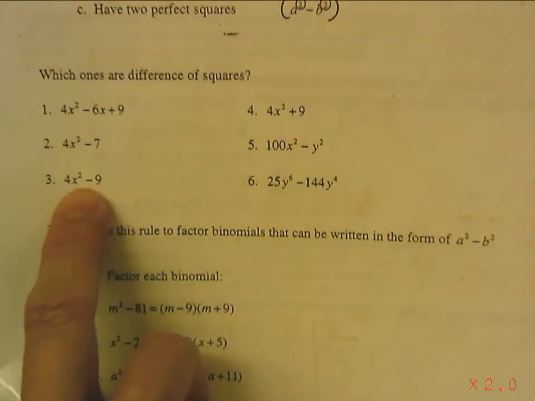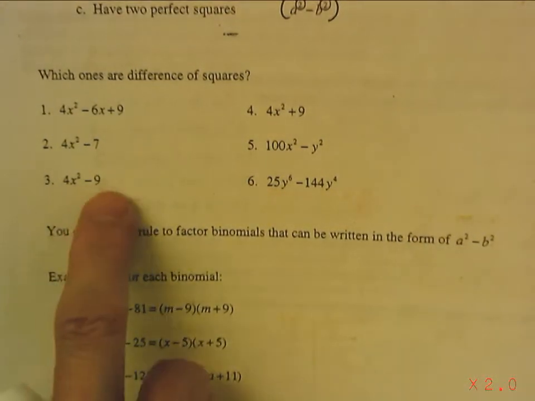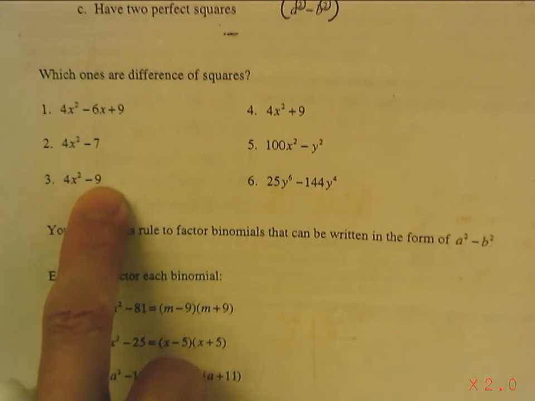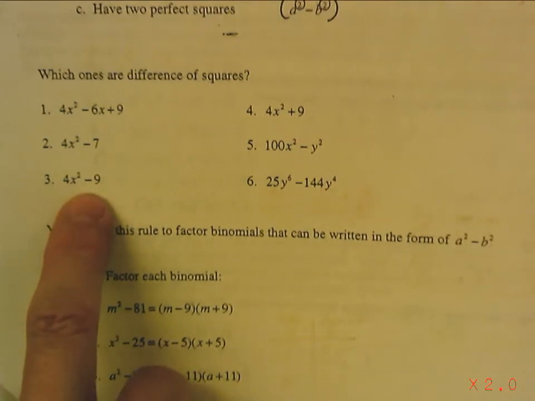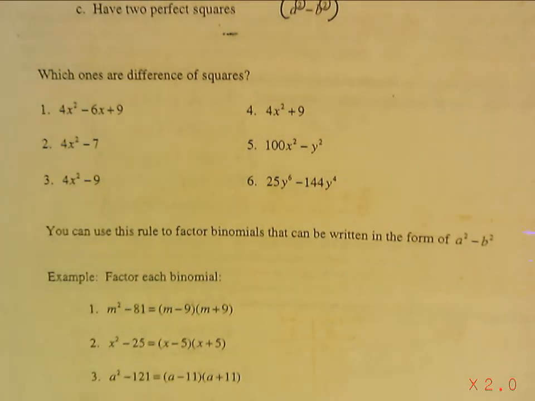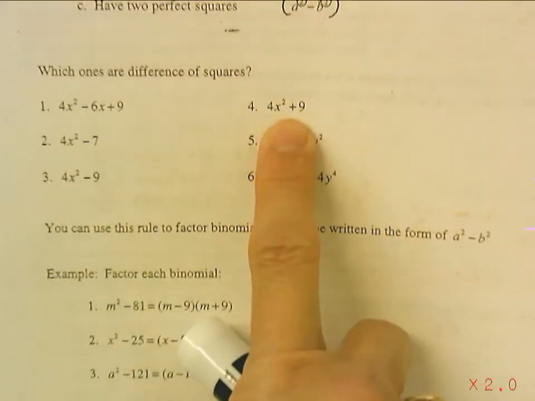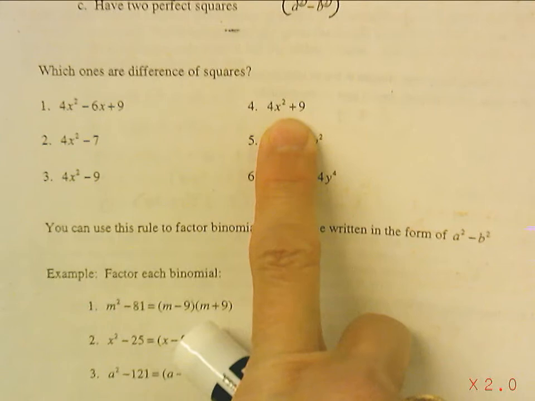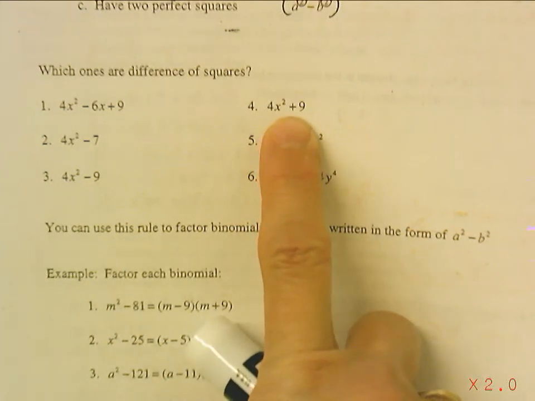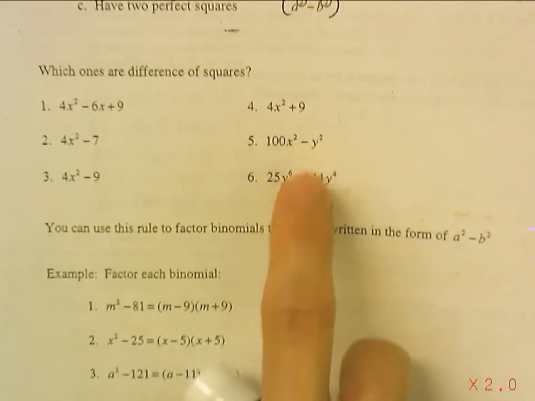Look at number 3. First term is a perfect square. Last term is a perfect square. It's only two terms, and it's connected by subtraction. Number 3 is the difference of squares. Number 4, that's not the difference of squares because it's added. That is the sum of squares. We don't have a special rule for that.